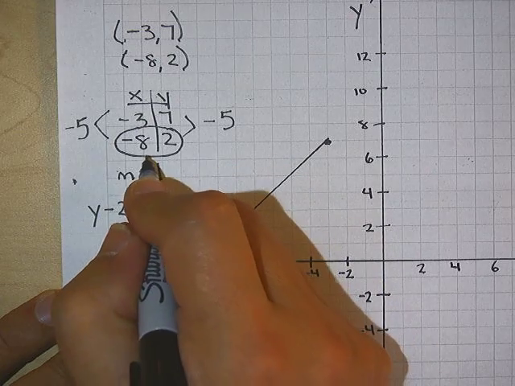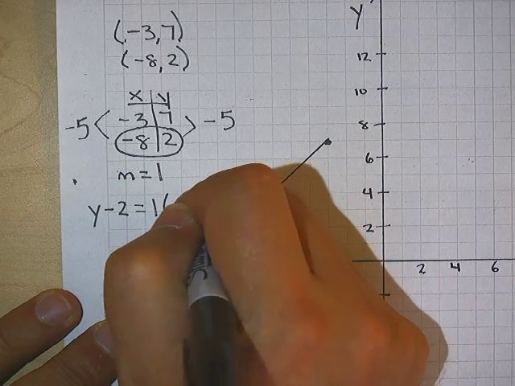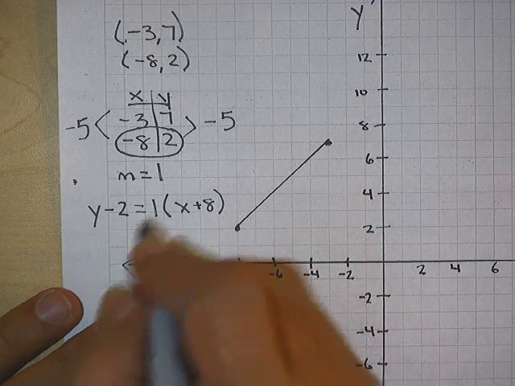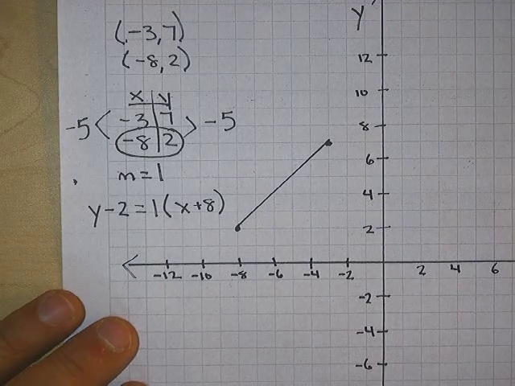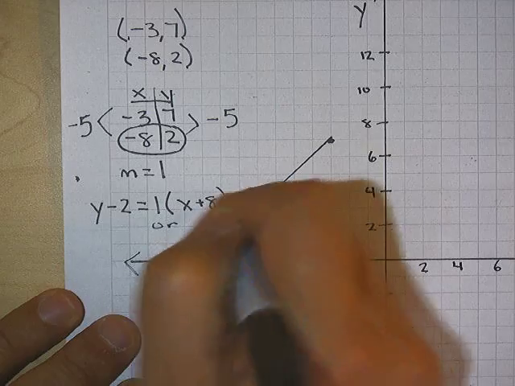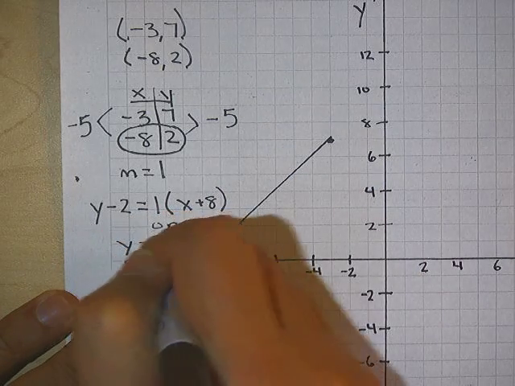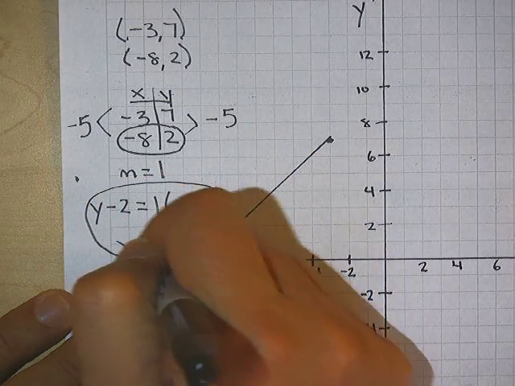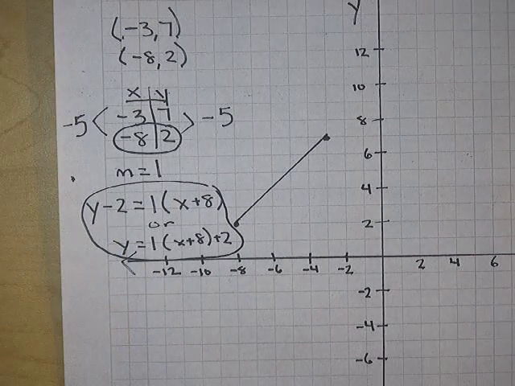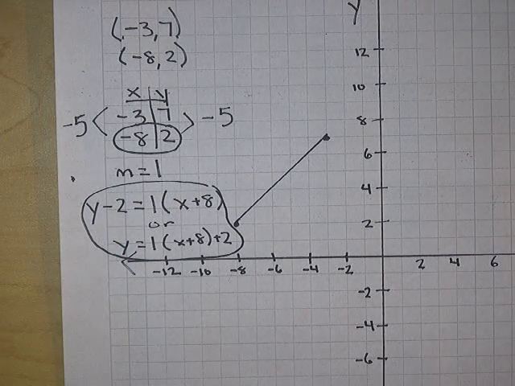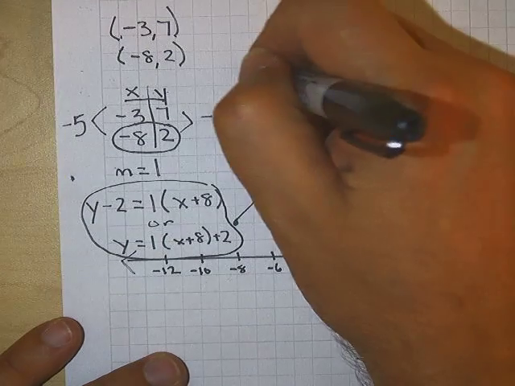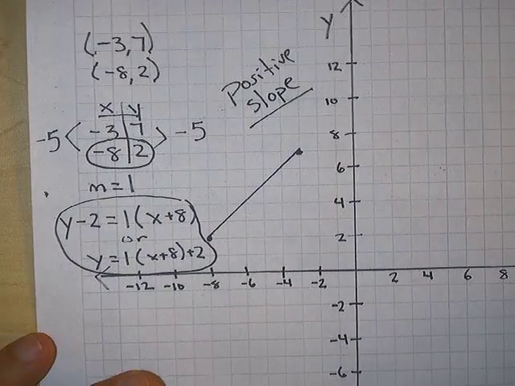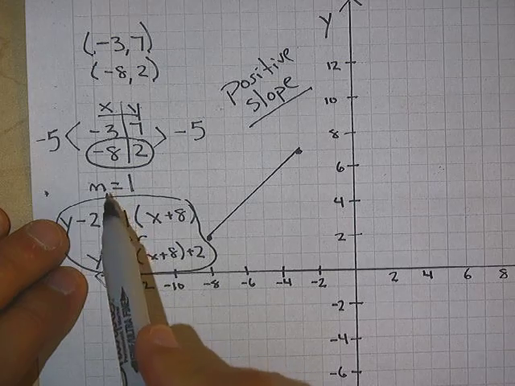Remember how we write a function? We would just write y, and we would look at the y and say, how do we get that back to 0? We would subtract 2. We would write equals. We'd write our slope. And then we'd write our x, and we'd say, how do we get this x back to 0? We would add 8, because it's a minus 8 right now. If you want to leave it just like that on your line, you can leave it just like that. Or we can do the drag thing and say this is really y equals 1x plus 8 plus 2. Either one of these is okay. You can leave it either way.